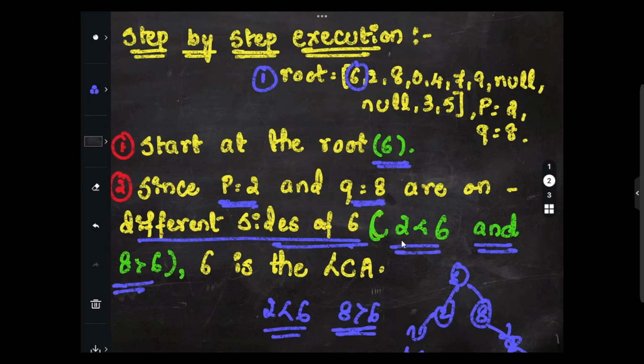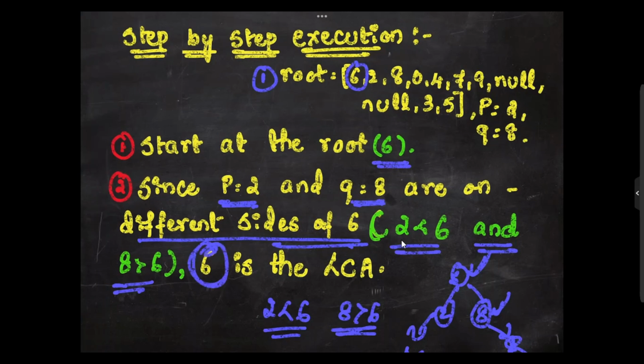Binary search tree. So the values of the left subtree have to be lesser than the root, and the values of the right subtree have to be greater than the root. So this is a perfect binary tree, right? In this case, since P is 2 and Q equals 8 are on different sides of 6, 2 less than 6 and 8 greater than 6, 6 is the LCA. We know this one, 6 is the LCA.